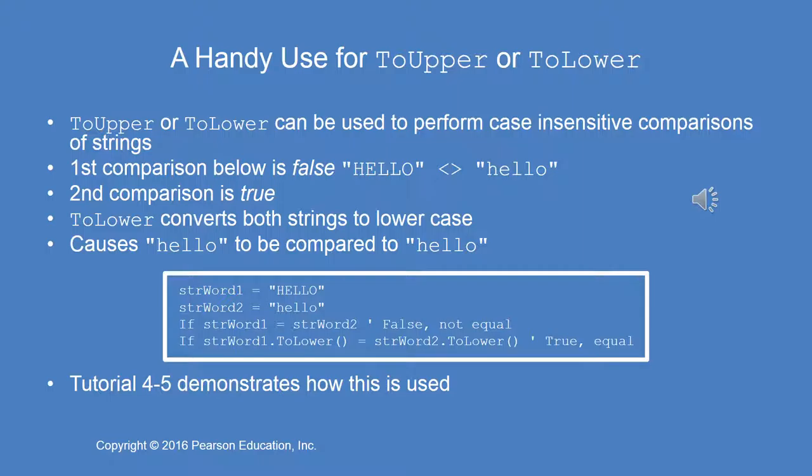In the second comparison, the Boolean expression, if word1.ToLower equals word2.ToLower, is going to evaluate to true, because it's going to translate each of those to lowercase H-E-L-L-O. In the case of the second ToLower call, on word2, it's really not going to do anything. It's not going to change anything in that string. In the first, it's going to change it to all lowercase letters.